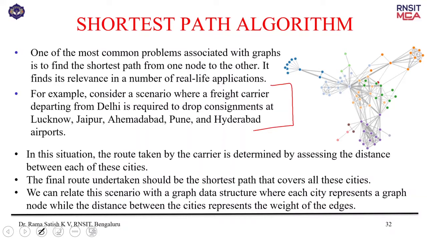So what you have to do is decide which is the right path, which is the shortest path to reach from one node to another node. So we can relate to the last point. You can see the same scenario with a data structure, where each city represents a node in the graph, and the distance between the cities represents the weight of the edge.